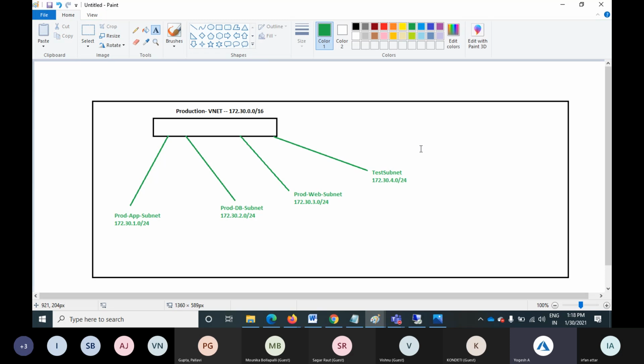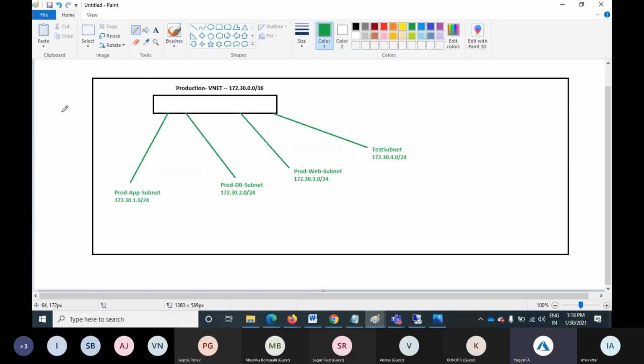Okay. Now, when you deploy any subnet, what Microsoft is asking is, do you want to connect that particular subnet to any other Microsoft service? As an example, here we can have an Azure storage account.